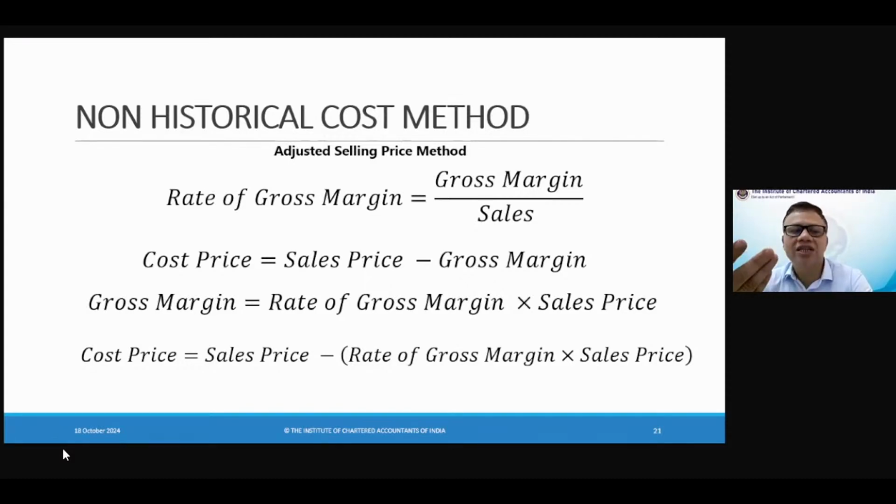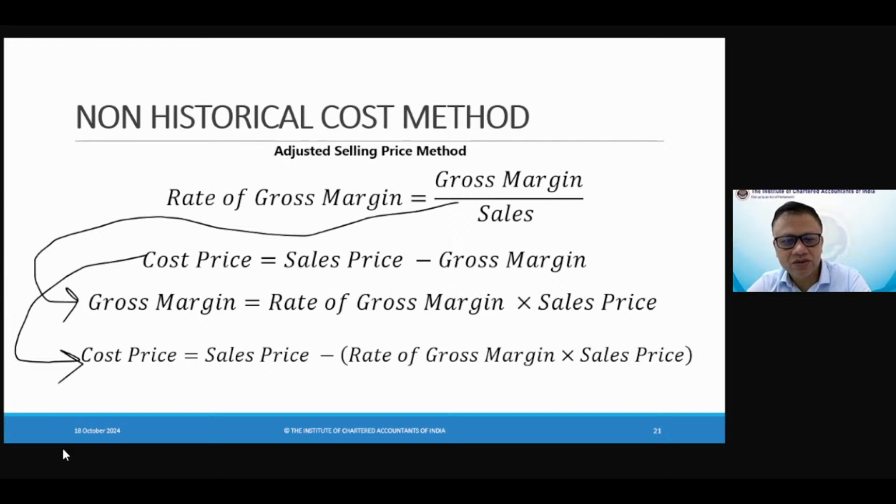That's why I'm saying it's the non-historical cost method. At that particular moment, you are finding the price. You multiply the rate of gross margin into the sales price, you get the gross margin, so cost price equals sales price minus gross margin. So again you come to the same scenario. If you want gross margin, you multiply the rate of gross margin into sales price, provided the rate is given. Otherwise, if you have sales price and gross margin and you want cost price, you can use the classical formula of sales price minus gross margin. I hope there is no doubt here. Okay, Aman?